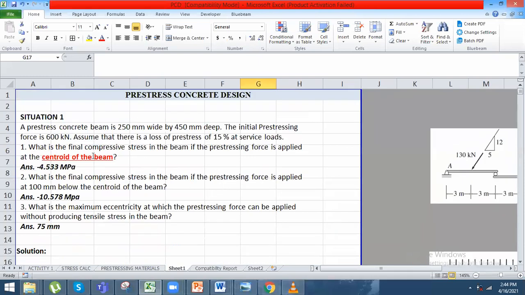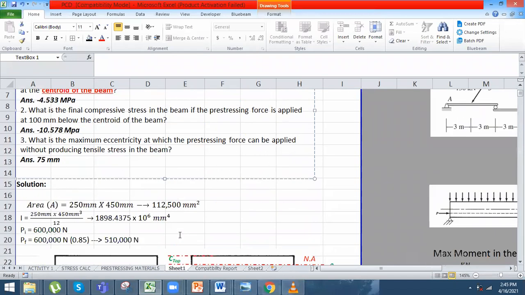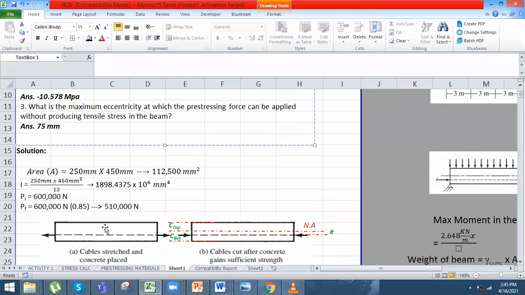So, first problem, final compressive. He's asking for the final compressive stress. If there is a loss of pre-stress in the problem, in this case a loss of 15%, this covers what we discussed in the first part: losses due to shrinkage, slippage, temperature, and creep. All of them are lumped together in this 15%. So we have an initial force of 600,000 Newton, but not all of it is used, so it becomes 510,000 Newton as per the problem.